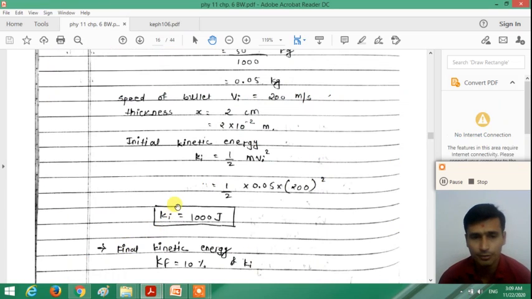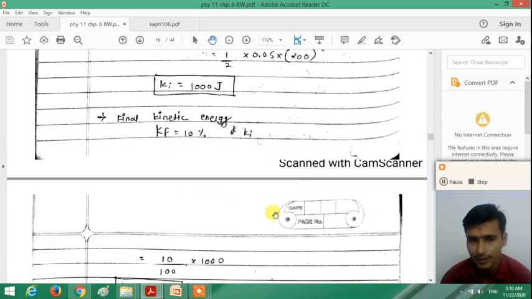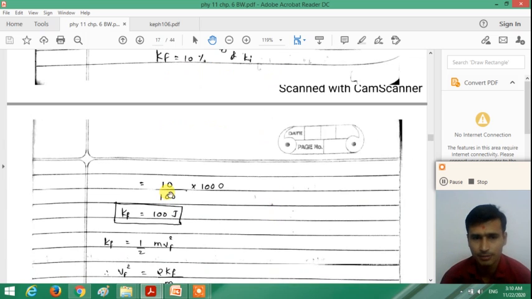So here we need to calculate the final kinetic energy, that is 10% of the initial kinetic energy. So final kinetic energy Kf is equal to 10% of the initial kinetic energy Ki. So 10% means 10 divided by 100 into the initial kinetic energy 1000 joule. So we get the final kinetic energy Kf is equal to 100 joule.